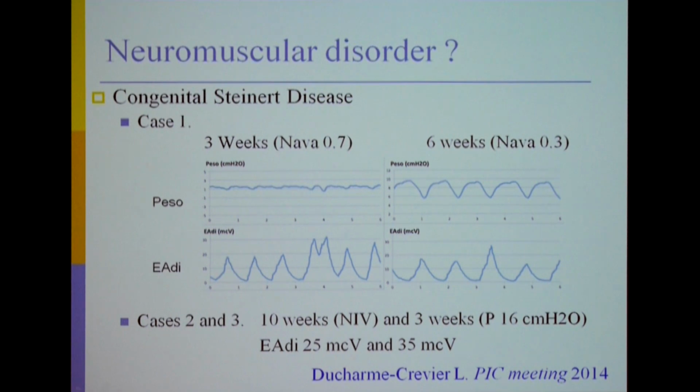After 3 weeks, we observed the recovery of a certain level of activity, and then we extubated her. But we had to target an EAdi of about 30 to 40 to try to make her more active. So it's important, when you set a target, to take into consideration the lung disease and the muscular disease. And we observed a similar pattern of high EAdi in other cases of Steinert disease.